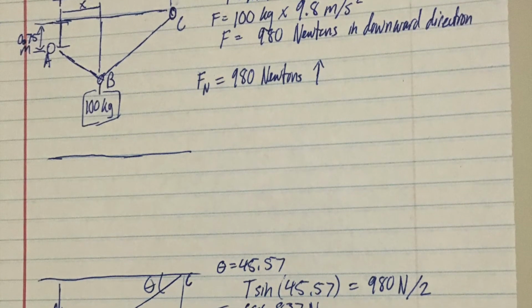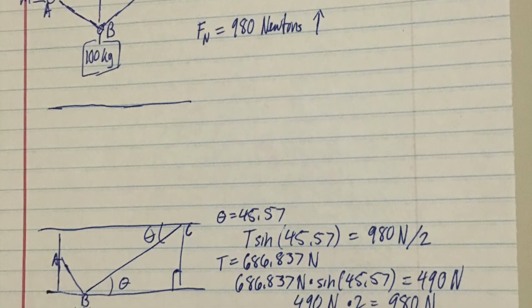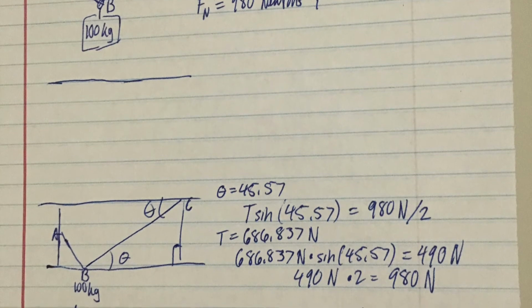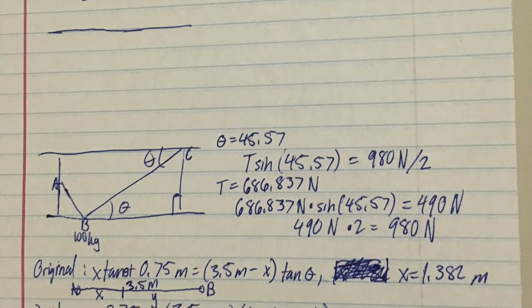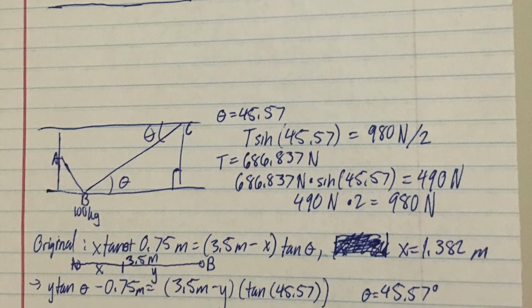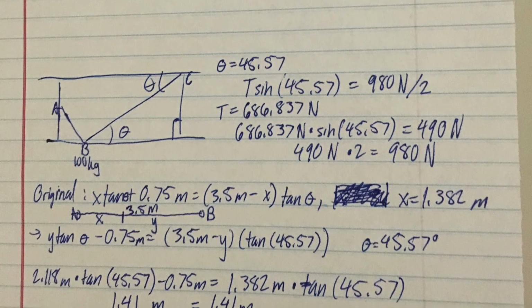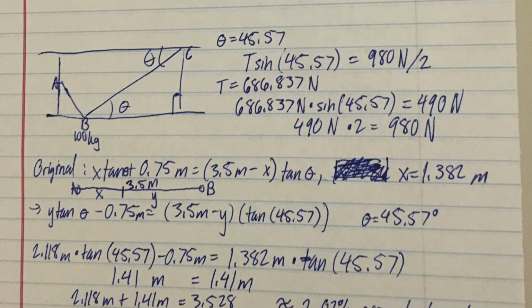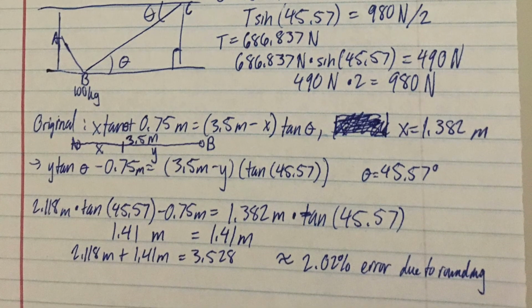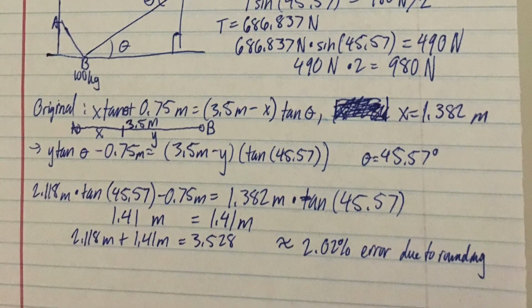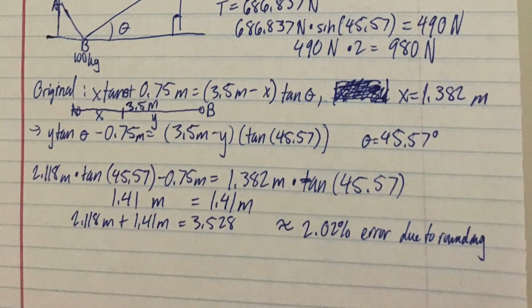To check the length of our x, we can use the complement length, which is the length of y. Plug that into the equation y tan theta minus 0.75 meters equals 3.5 meters minus y times tan theta. And when we do, we should get 1.41 meters. Add that to the length y, which is 2.118 meters. We should get 3.528 meters. So that's a 2.02% error due to rounding. We can also use the inner angles to solve for x.